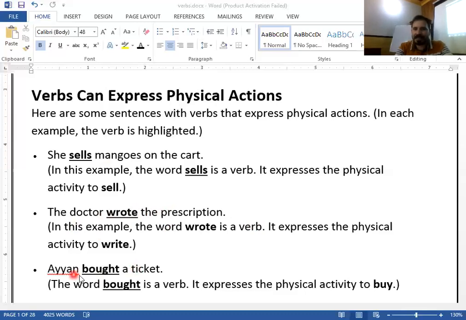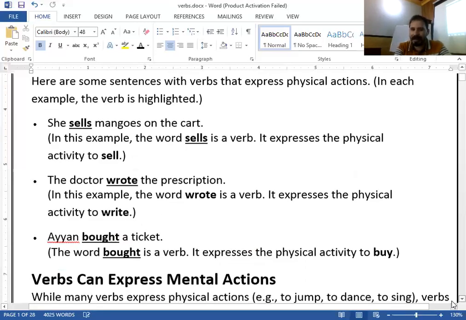For example, next. Ayan bought a ticket. Who bought the ticket? Ayan. Purchasing. Sell, purchase. You bought a ticket. Physical action there. Bought is the second form of buy. The first form is buy.